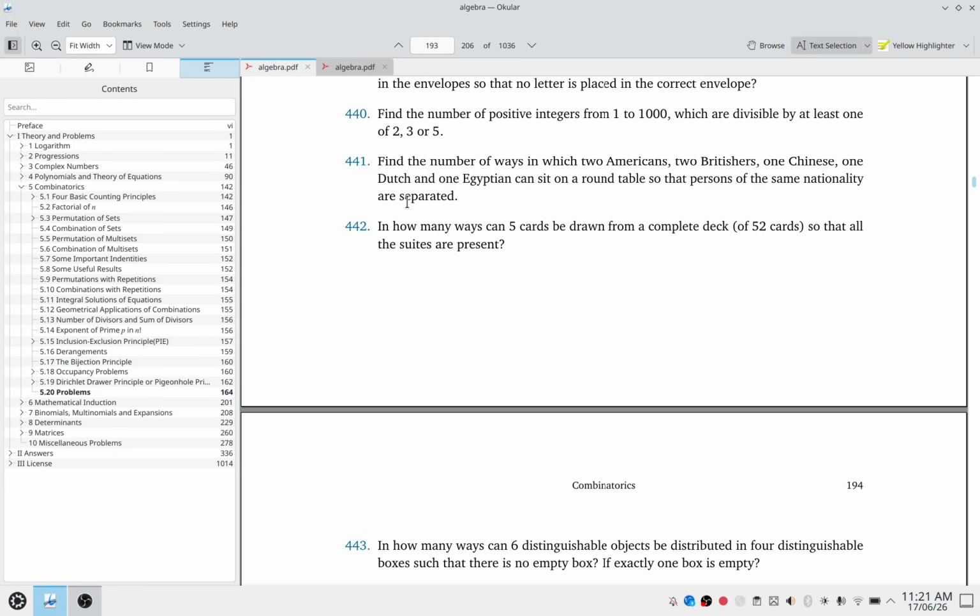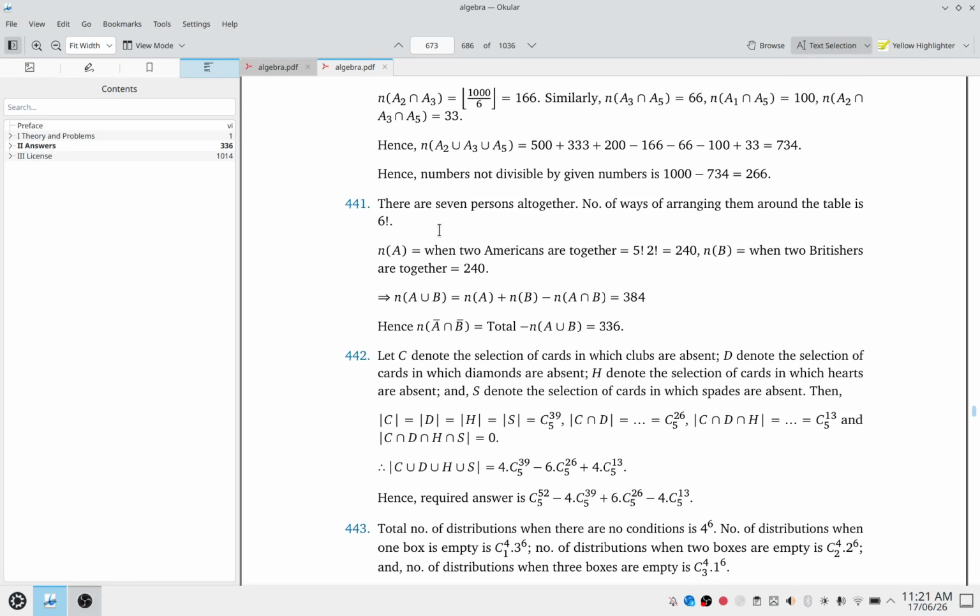So without further ado, let's get started. Question 441 says: find the number of ways in which two Americans, two Britishers, one Chinese, one Dutch and one Egyptian can sit on a round table so that persons of the same nationality are separated. So we have 7 persons altogether. Number of ways of arranging them around the table is 6 factorial.